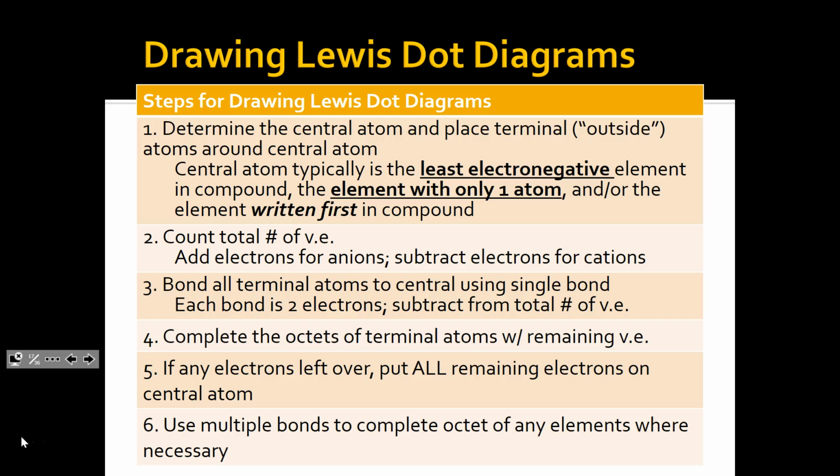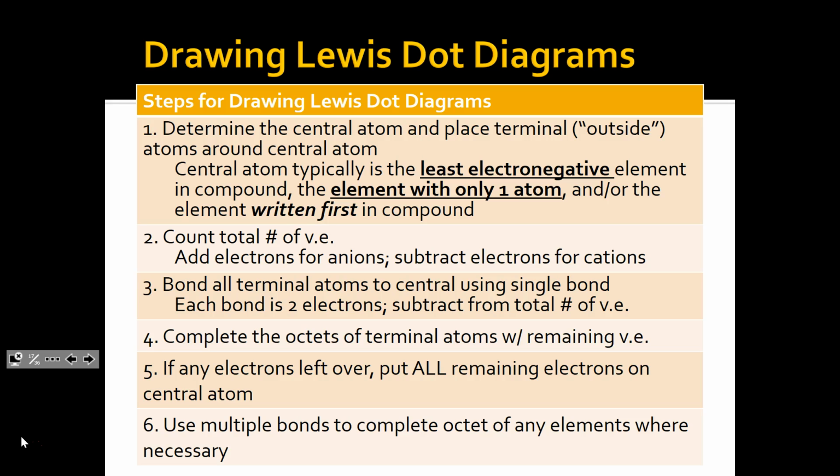I don't expect you to know these rules or how they apply perfectly right now. You'll start to see them applied when we start doing some examples. But nevertheless, here are the steps. The first thing you'll want to do is look at a chemical formula and determine the central atom and place the terminal atoms or outside atoms around the central.